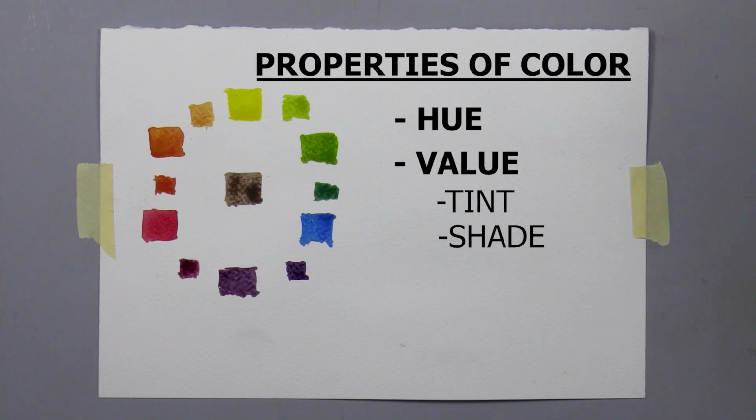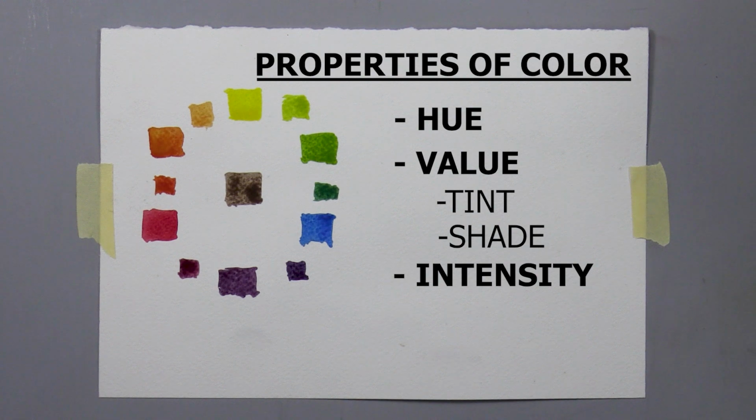The third property of color is intensity. This refers to the saturation, strength, or brilliance of a color. Colors are the most brilliant right out of the tube or sitting right here in the palette. As soon as we mix other colors with them or mix water with them, they lose intensity. Adding complementary colors really lowers the intensity.